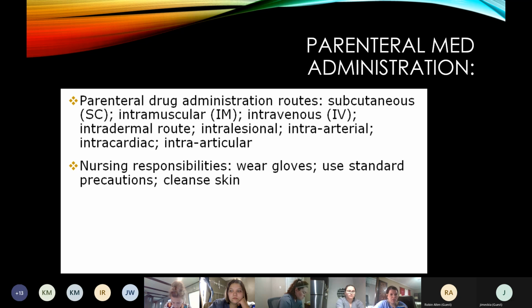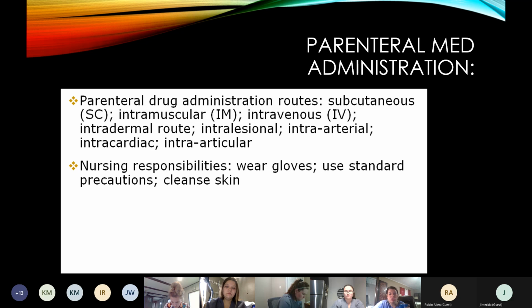Any questions about any of those routes? Don't know what they are, never heard of them. Are we gonna go further into which one these are? Yes. So we'll definitely go into sub-Q. We'll definitely go into IM. IV will be for IV therapy. We'll definitely talk about intradermal.